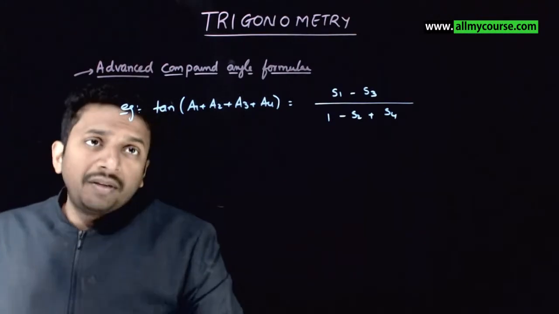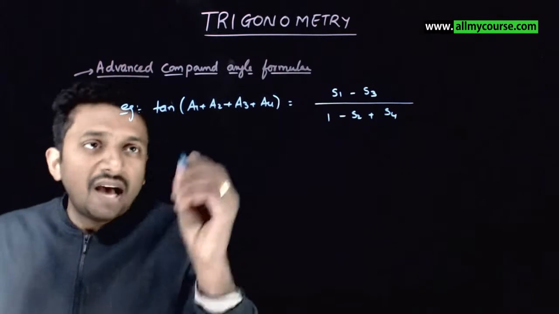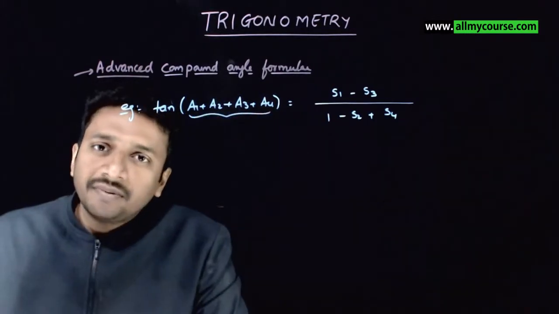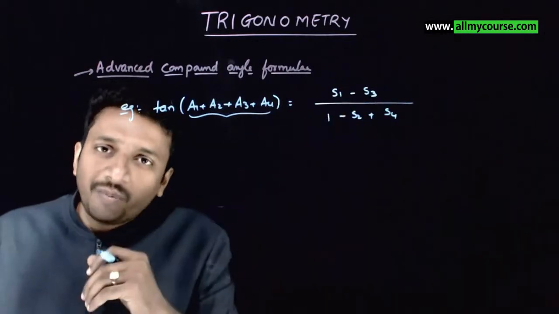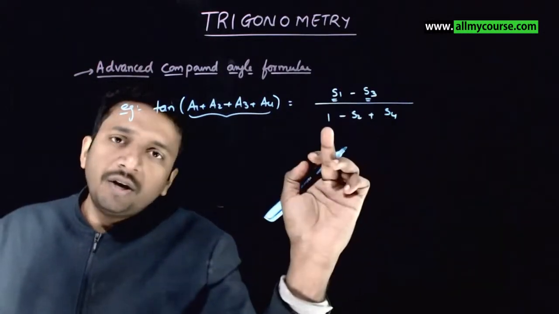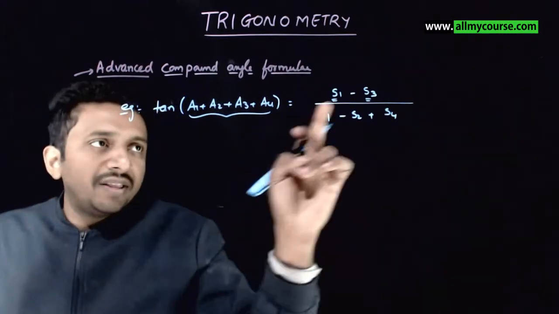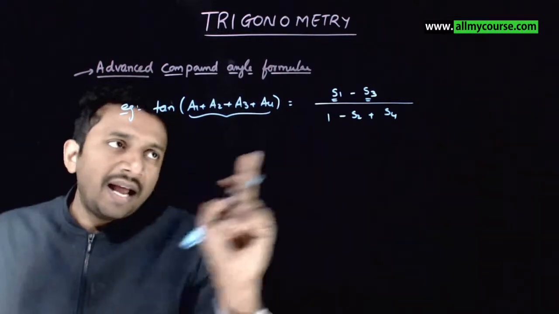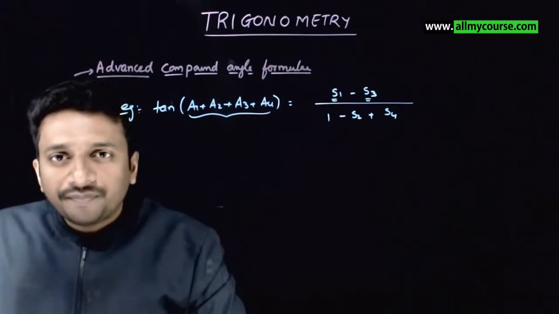So for example, if you have tan of A1 plus A2 plus A3 plus A4, that is, you have four angles. So the formula will be equal to some numerator by some denominator. In the numerator you get odd S1s. In the denominator you get 1 and even S1s with an alternate plus minus sign. And you have four angles, so the maximum S goes to S4.